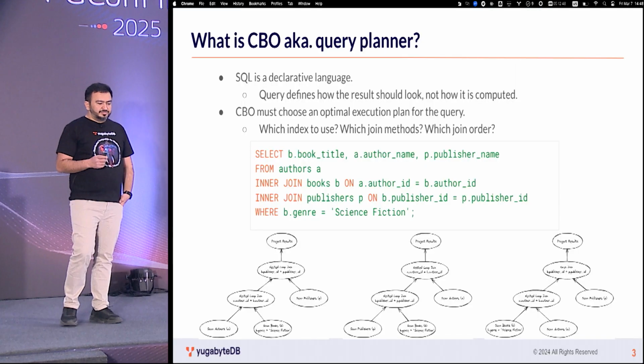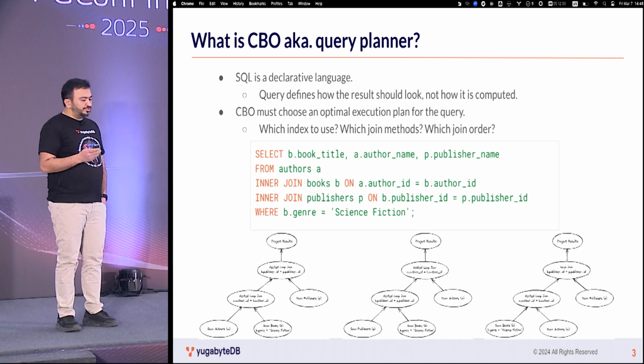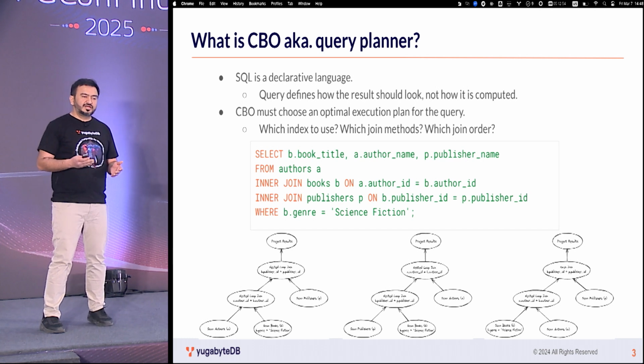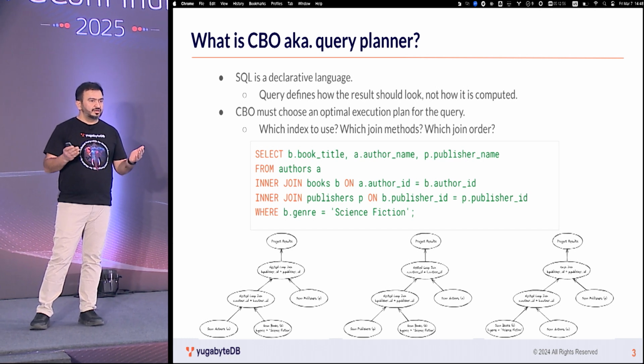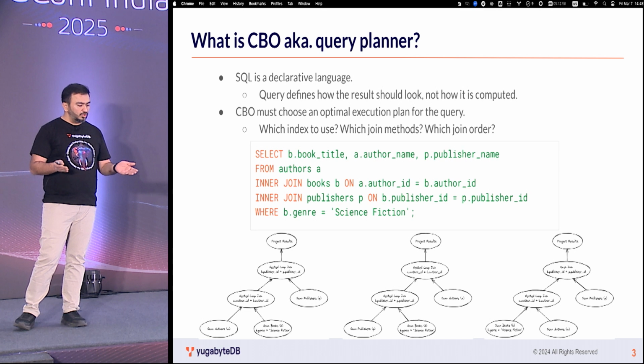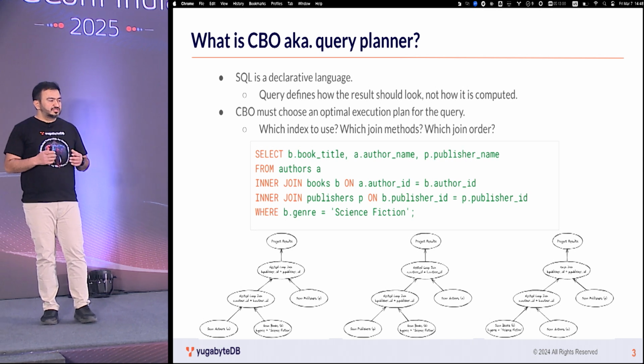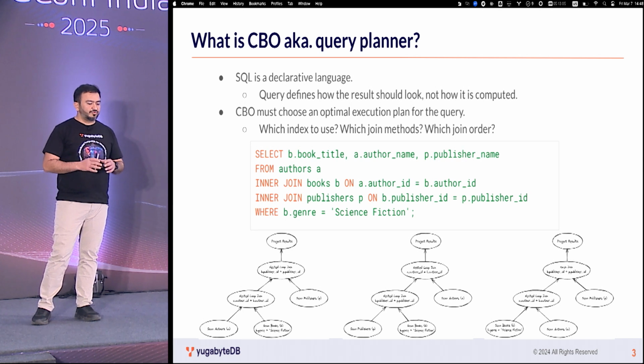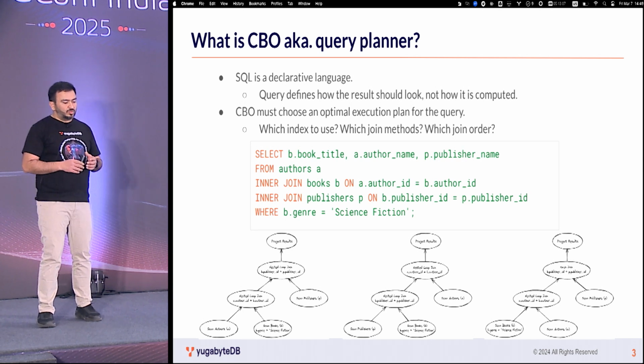So just a quick recap. SQL is a declarative language. The developer doesn't tell how the data needs to be computed. It just tells how the data should look, right? And it's then the job of the CBO to pick the most optimal execution plan from all the possible plans, right?